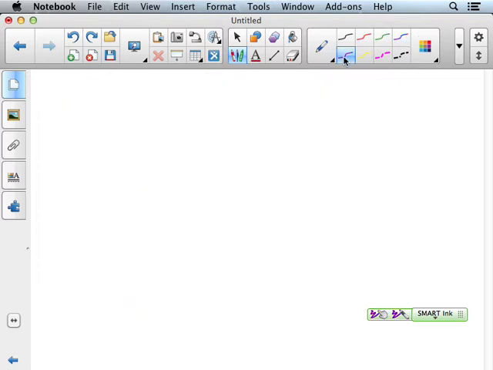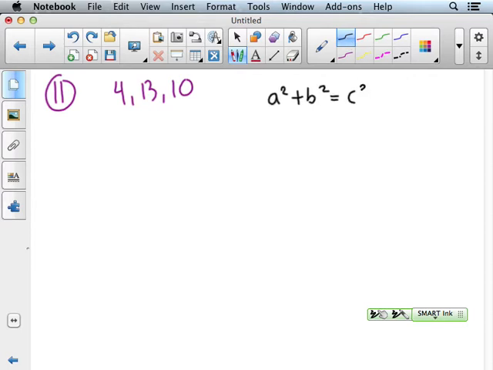Number 11. The sides of a triangle measure 4, 13, and 10. Is the triangle acute, obtuse, or right? Well, remember what we talked about, our Pythagorean inequality. If a squared plus b squared equals c squared, then you know that what you have is a right triangle.